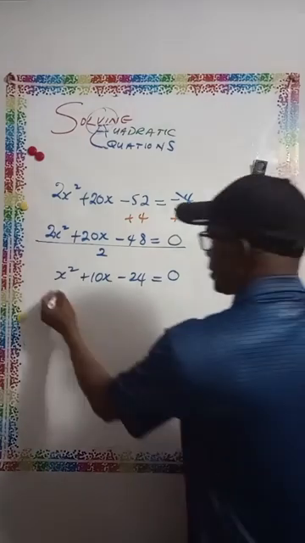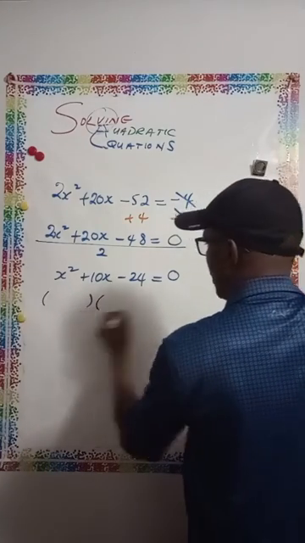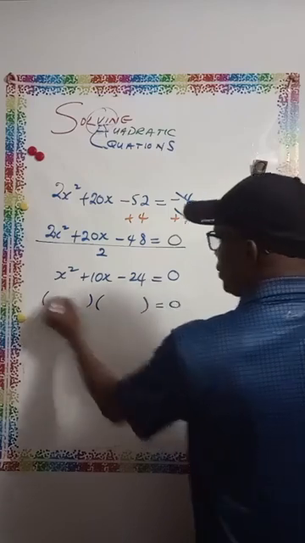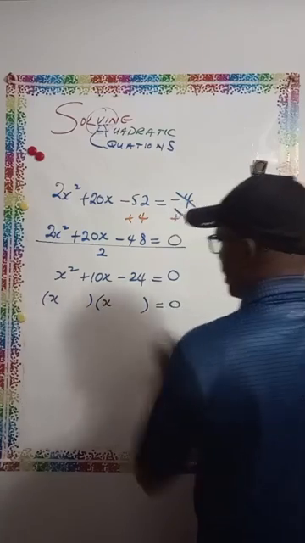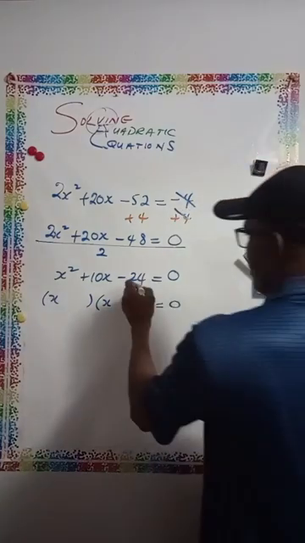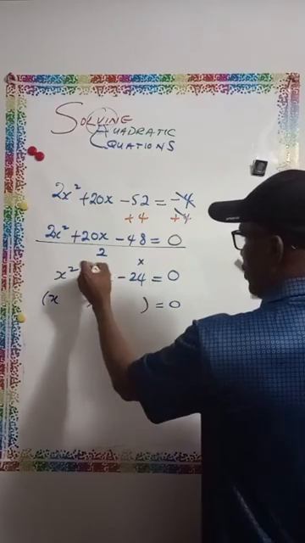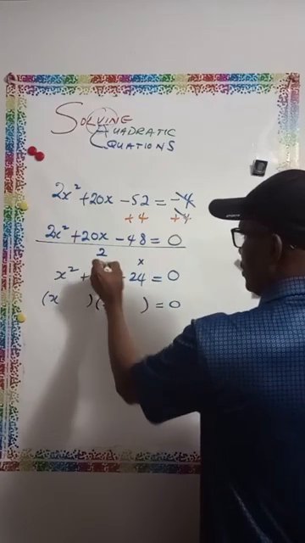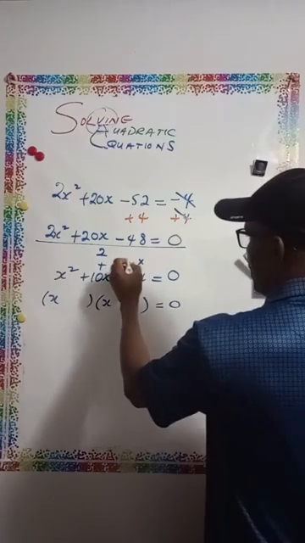From there, we're gonna go and insert our parentheses. We're gonna put the x here, put the x here. We want to know when you multiply, you get negative 24, and when you add them, you get 10. And what are those two numbers?